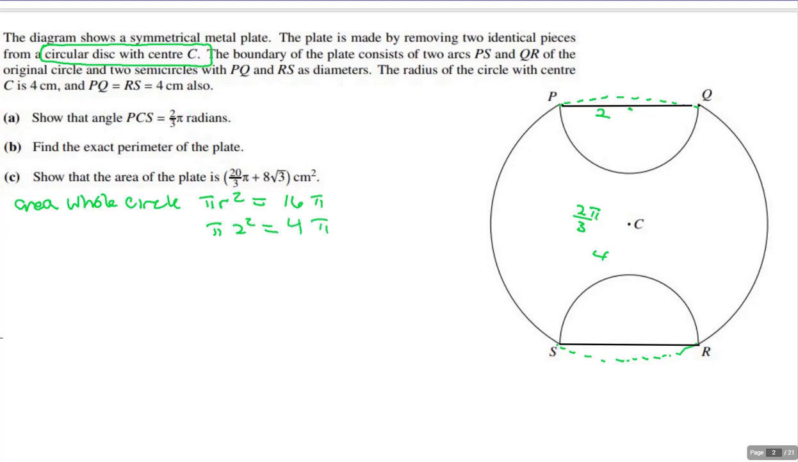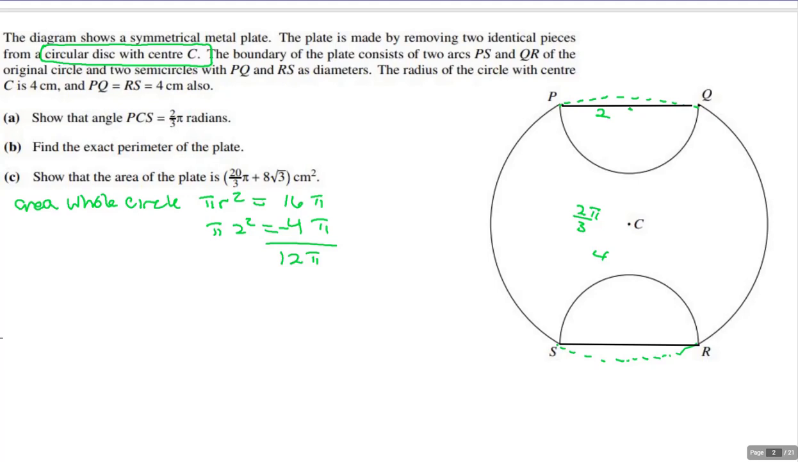Now, we got to take that away. 16 pi is the whole circle, and then we got to take away 4 pi. You with me on that? Yeah, I get that. That gives us 12 pi. All right, now we've got to take away this sliver up here and this sliver down here, because they're gone too. Does that make sense?